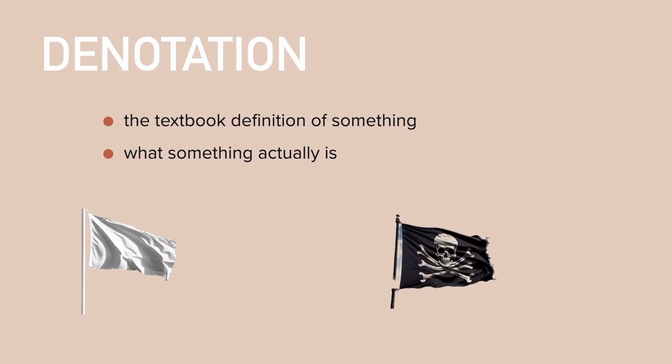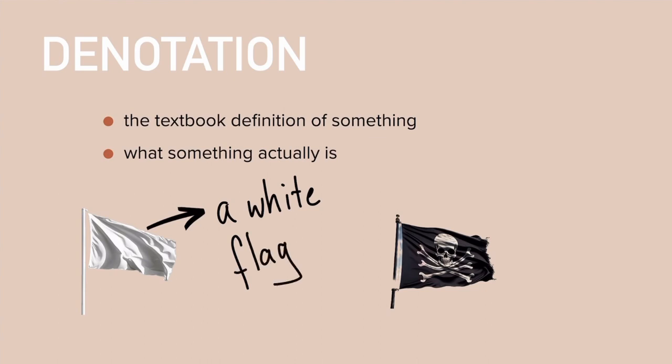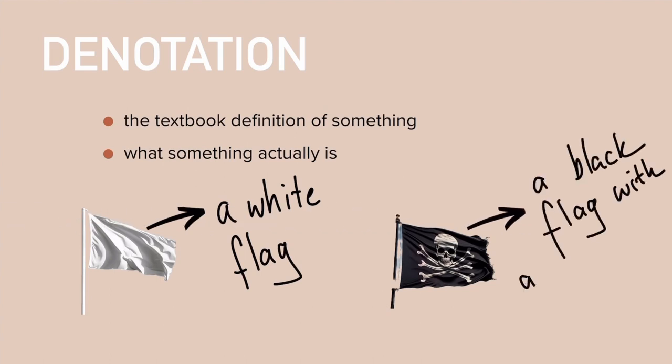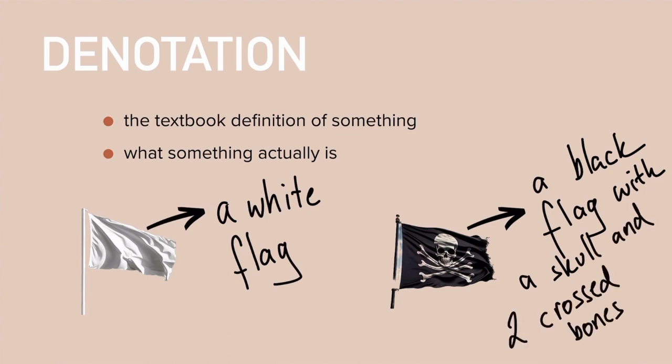So I have two images here. This one is a white flag. So the denotation of this image is a white flag. And this one is a black flag with a skull and two crossbones on it. So the denotation of this image is a black flag with a skull and two crossbones on it.